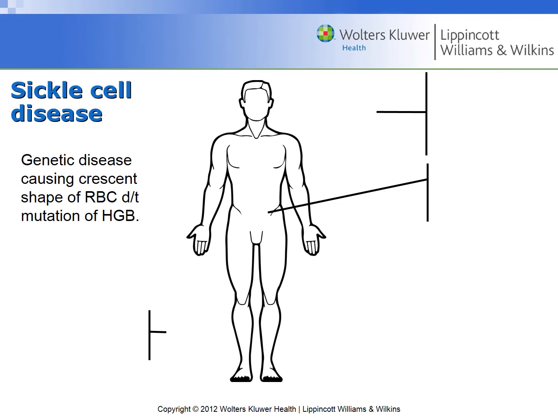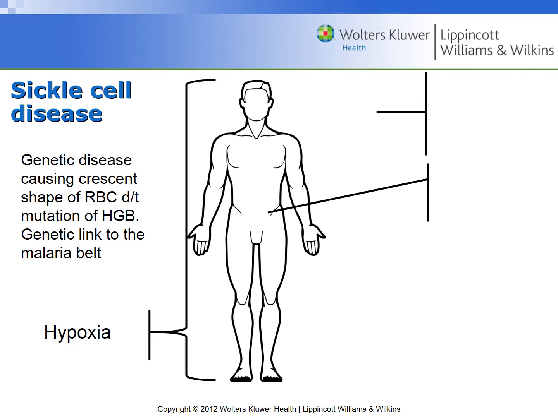Okay, still with red blood cell disorders, sickle cell disease. Genetic condition causes the red blood cell to be crescent-shaped, malformed. It's a mutation of the shape of the hemoglobin. It has a genetic link to the malaria belt. Can cause hypoxia. It interferes with oxygen transport, the amount of oxygen that can be transported, and the ability of the sickled red blood cell to move freely throughout the entire body.